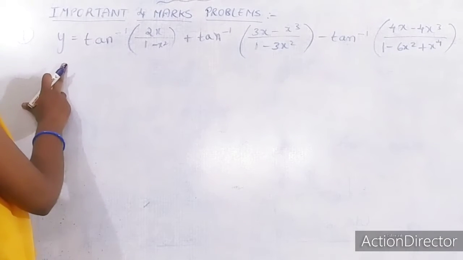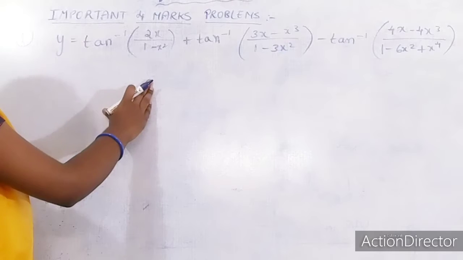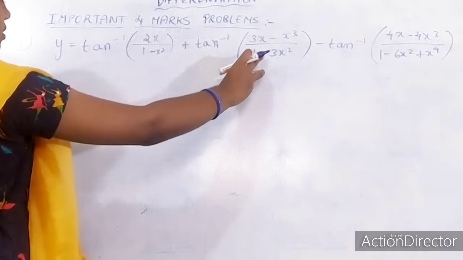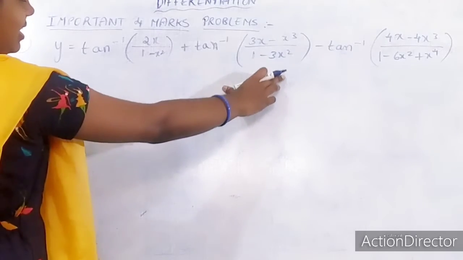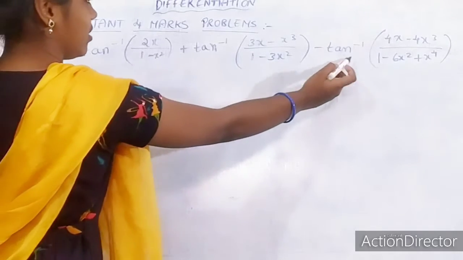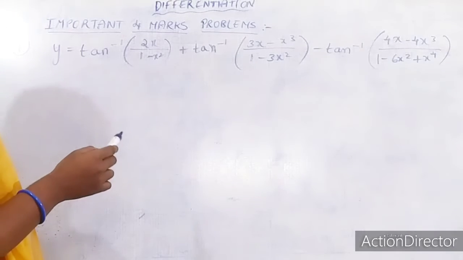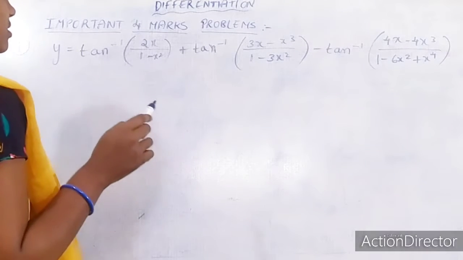First one: y is equal to tan inverse of 2x by 1 minus x square, plus tan inverse of 3x minus x cube divided by 1 minus 3x square, minus tan inverse of 4x minus 4x cube divided by 1 minus 6x square plus x to the power of 4.